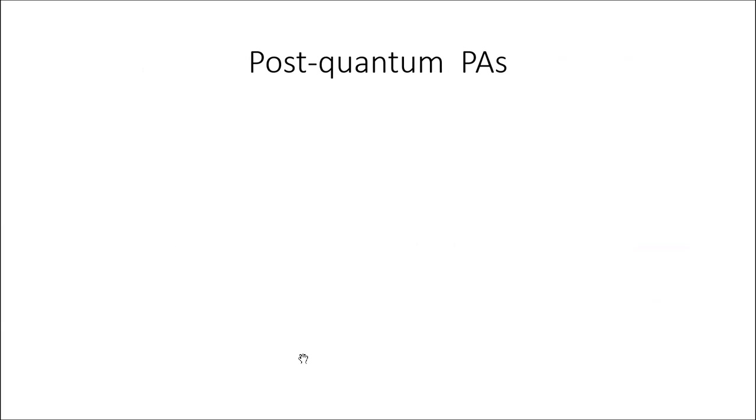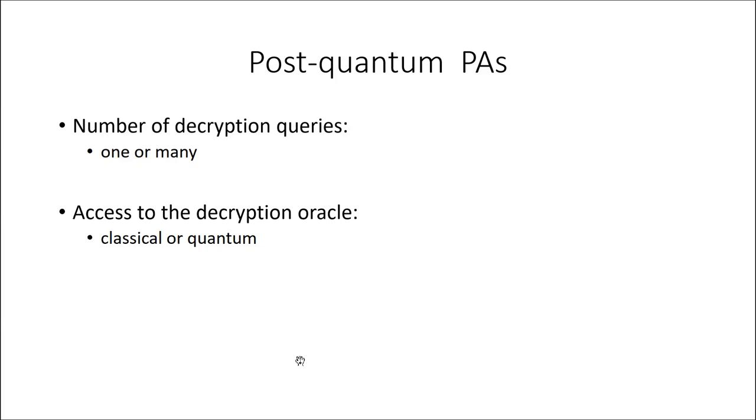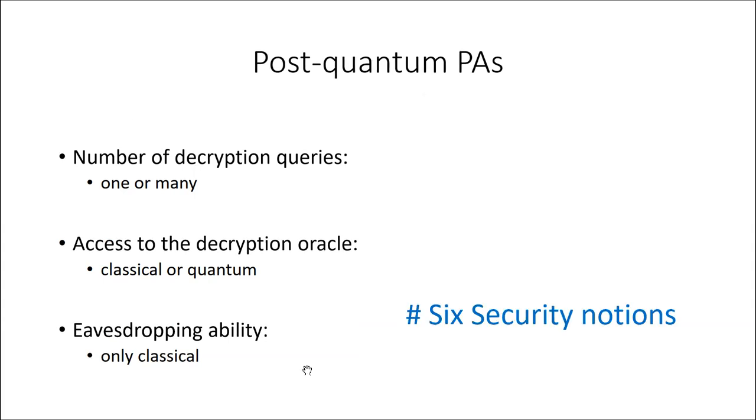In order to define a PA notion similar to the classical case, we need to consider the number of decryption queries, which can be one or many, then also what access the quantum adversary has to the decryption oracle, it can be classical or quantum, and what eavesdropping ability we consider, which is only classical. The reason is that the users use their classical schemes to communicate. So if the adversary eavesdrops the communication, then it only gets the classical ciphertexts. So considering eavesdropping as a quantum state or quantum ciphertext might be too exotic for our setting. So in total, we have six security notions, four for PA0 and PA1 and two for PA2.